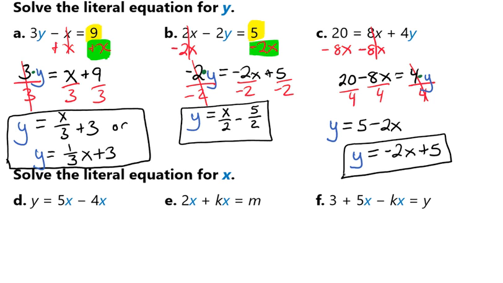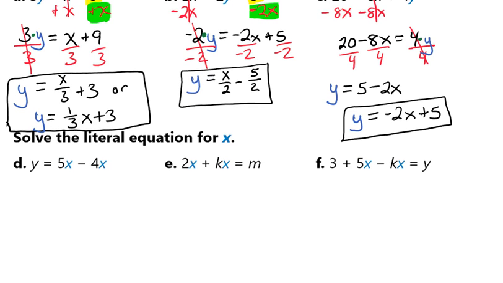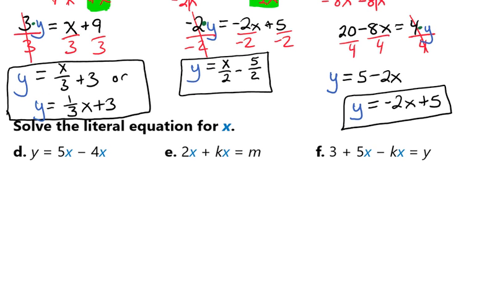Let's try solving for x. So here we have the equation y equals 5x minus 4x. So we're going to go ahead and combine our like terms here because the 5x and the 4x are the same. So we're going to have y equals x, because 5 minus 4 is 1.